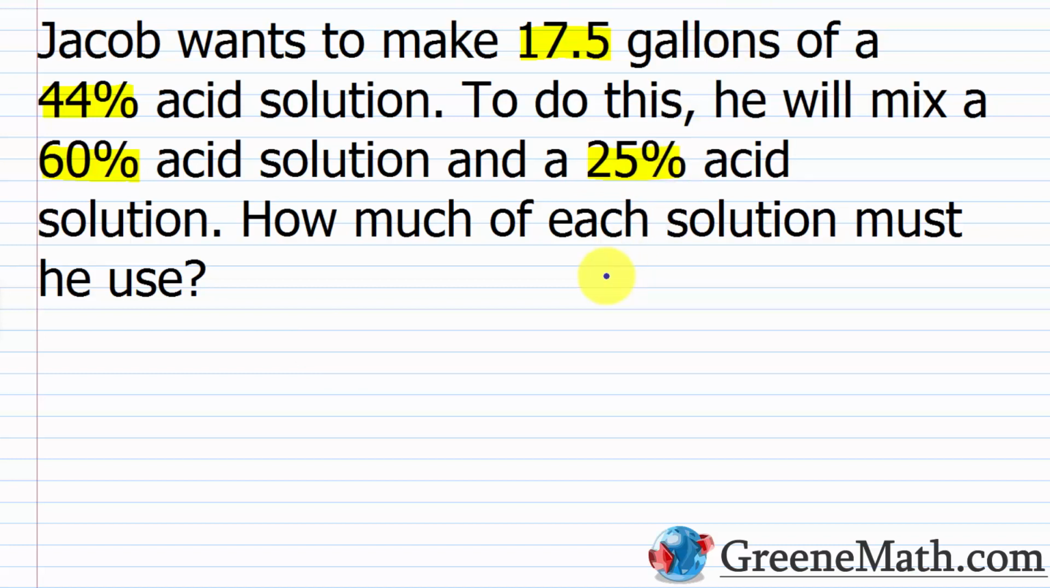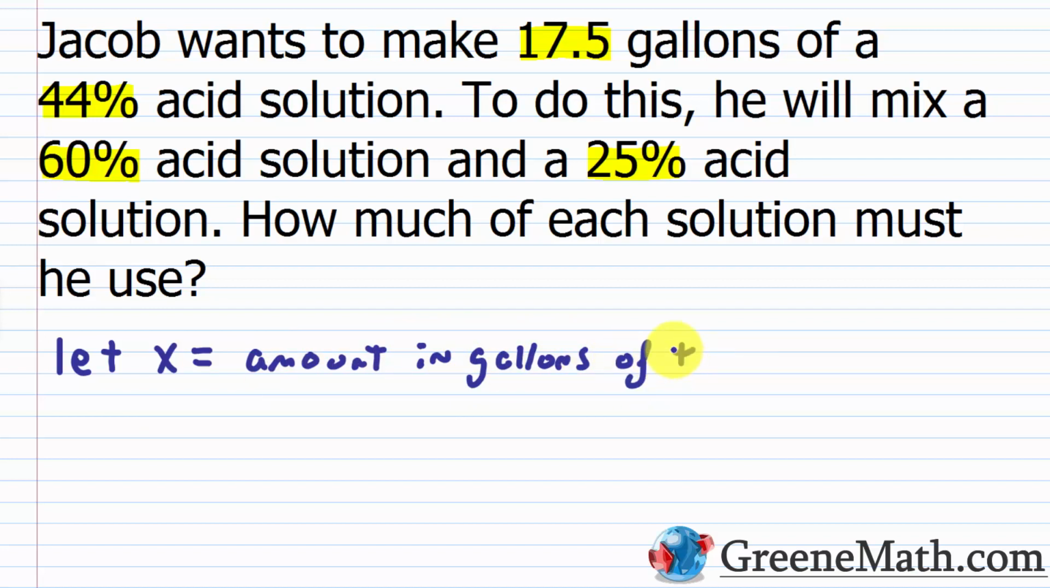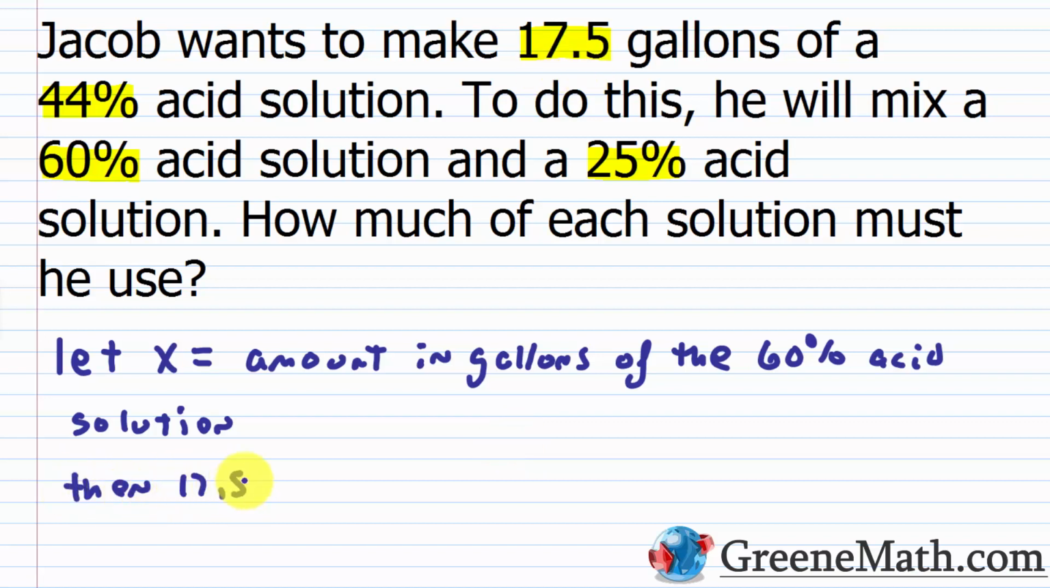Now, if we let a variable like x be equal to the amount in gallons of the 60% acid solution that we're going to use, then what can we say about the amount of the 25% acid solution we're going to use? Again, the total amount in gallons is 17.5. So we could say then 17.5, the total amount in gallons of the final solution, minus x, the amount in gallons of the 60% acid solution we're going to use.